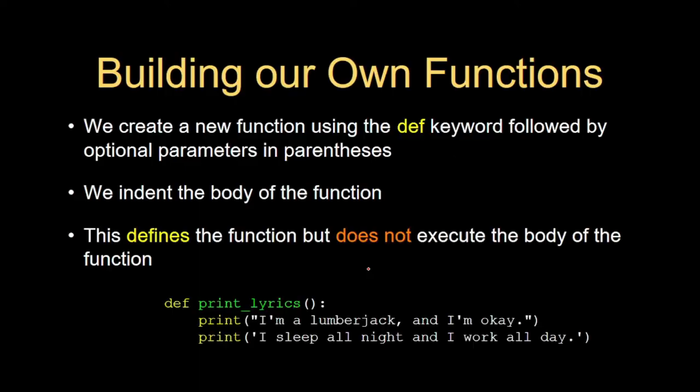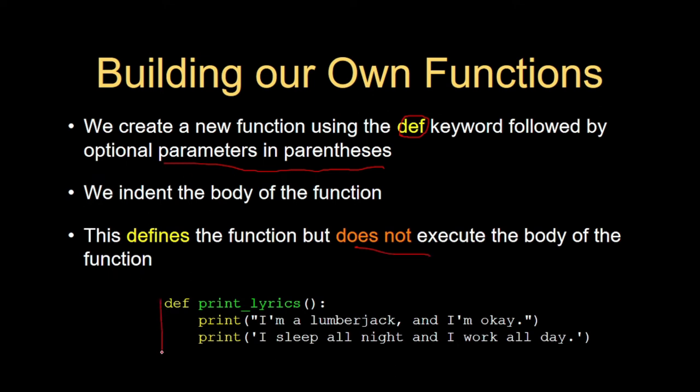When it comes to our own functions, or custom functions, we follow the basic rules of identifiers, as in other programming languages. To build our own function, we create a new function using the keyword def, followed by optional parameters in parentheses. If you want to pass some variables or a list of values, you can list down the parameters. Otherwise, without parameters, you can define your functions with empty parentheses. This defines the function but does not execute the body of the function.